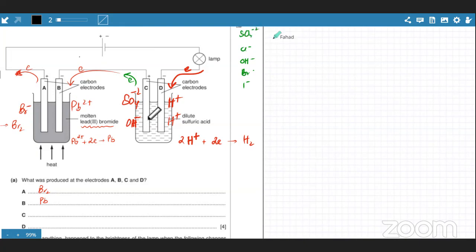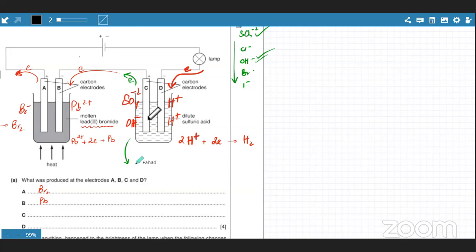Now in this series, the ones that are lower in the series have a higher tendency to lose electrons. In this case, if you compare SO4 minus 2 with OH minus 1, then OH minus 1 has a much higher tendency to lose electrons. So you're going to select OH minus 1 at the anode.